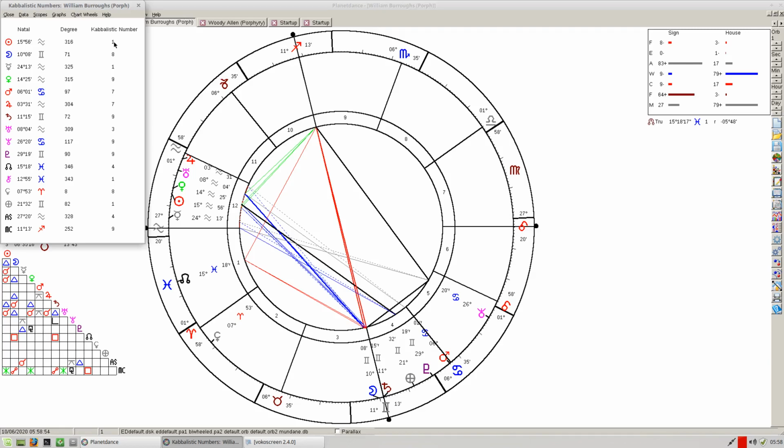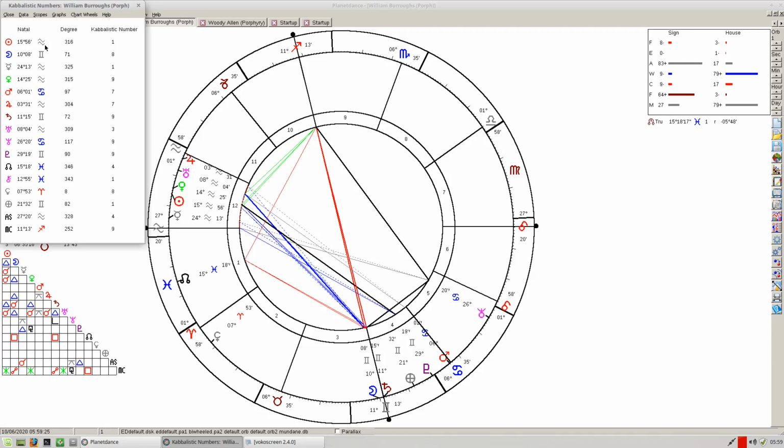So take for example the position of the Sun at 15°56' Aquarius. That's the 316th degree of the zodiac, starting with the first degree of Aries being number 1, the second degree of Aries being number 2, and so on. There's no zero in this system.